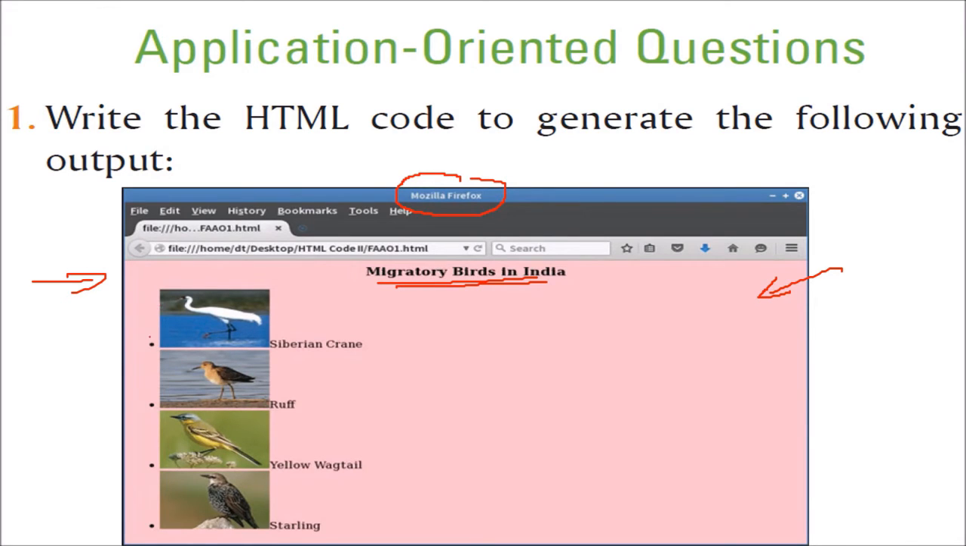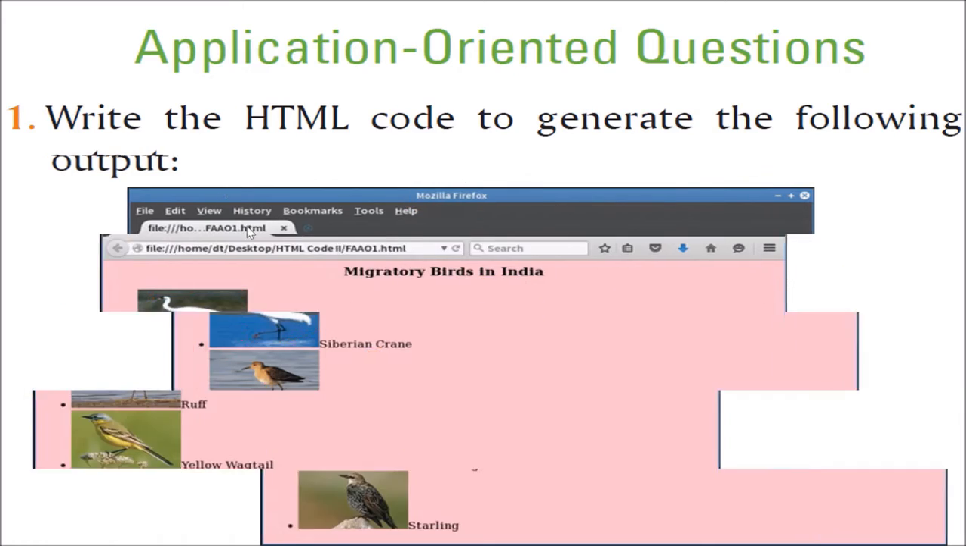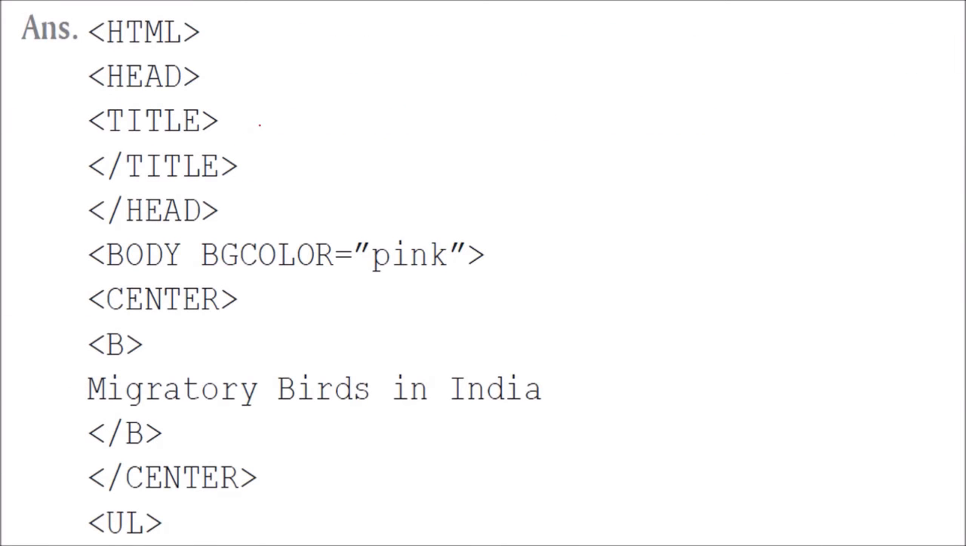And now here we have a list, which is the unordered list or UL. Then we have images here, so we have to give images inside the list tag, and after the image, we'll give this content. First image, then this content. Then we'll make 4 list items, meaning 4 list contents.